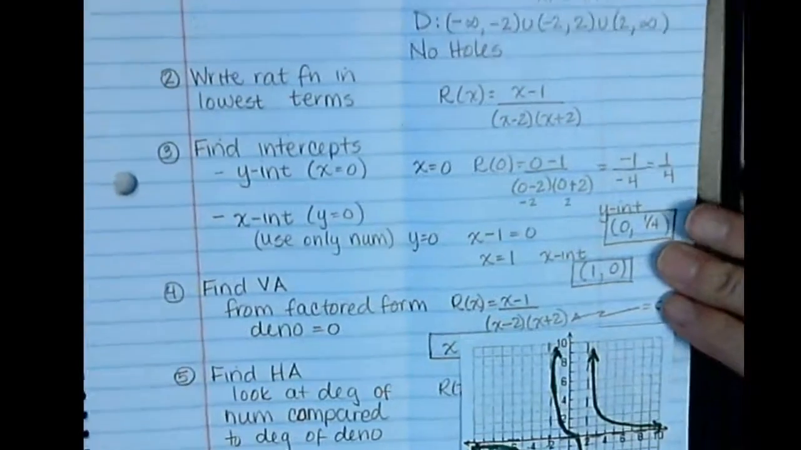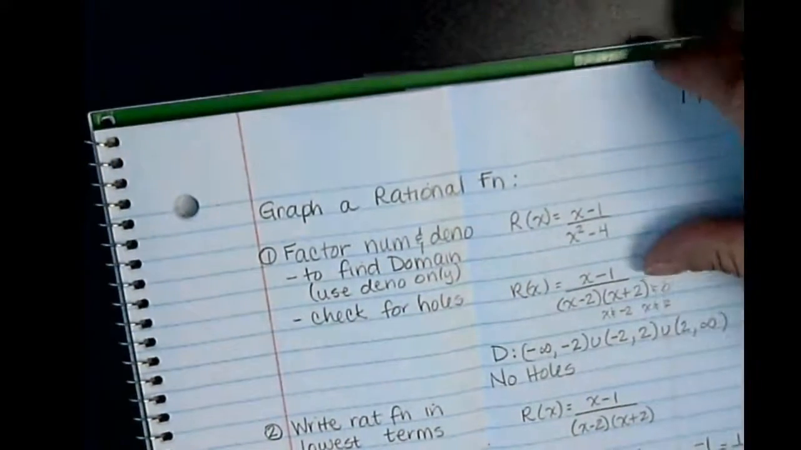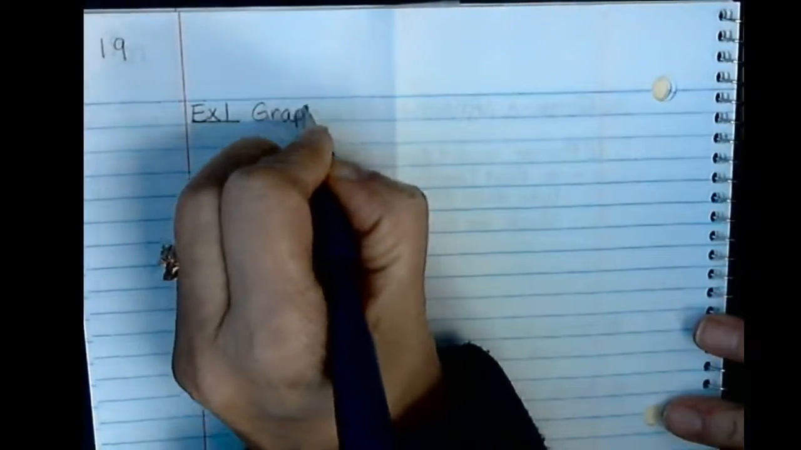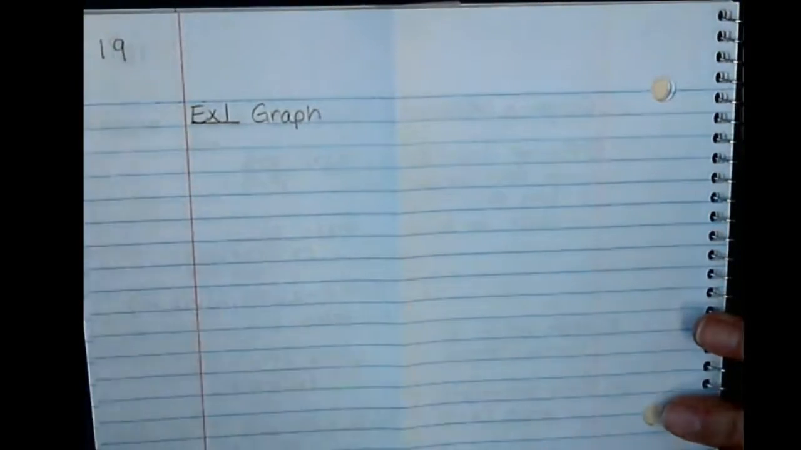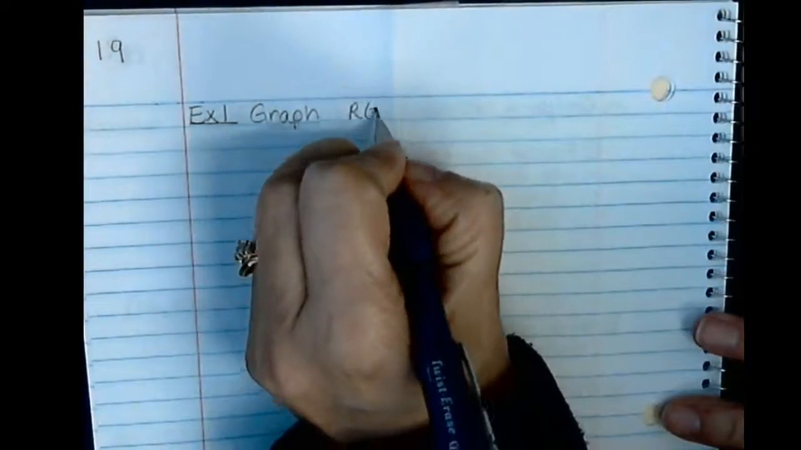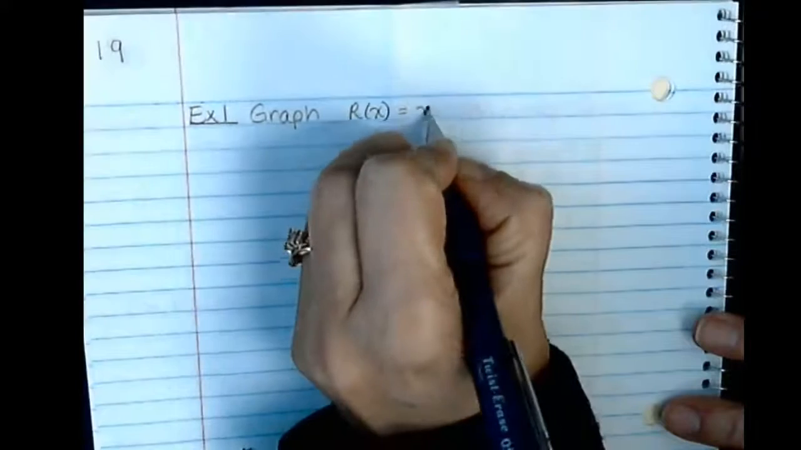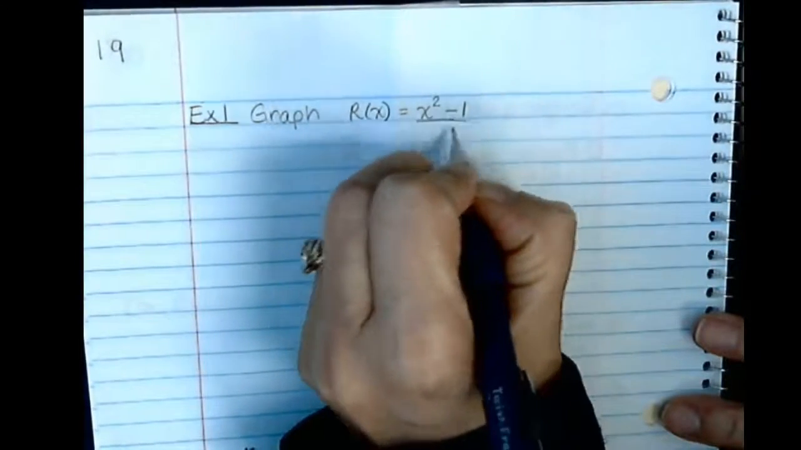Let's go to page 18, and we're just going to do a couple more examples here on page 19 and 20. On page 19, let's do example number 1. Our job is to graph r of x, where r of x is equal to x squared minus 1 over x.